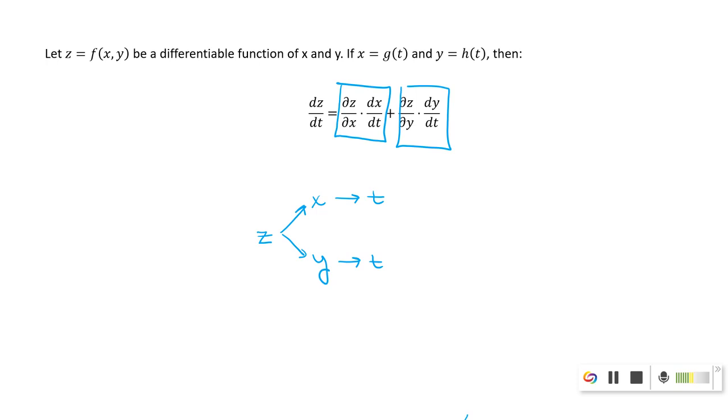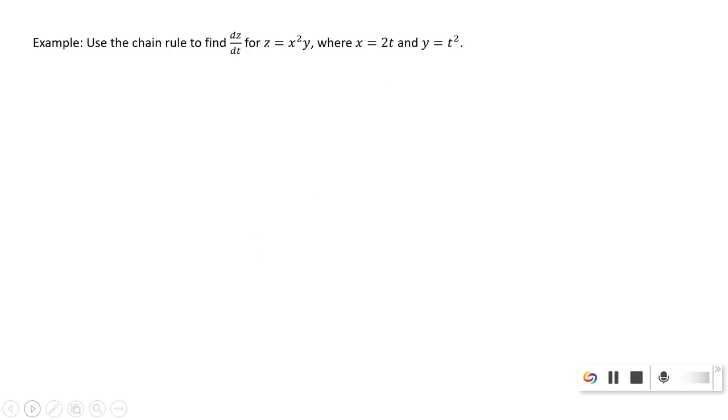All right, I'm not going to take the time to prove this for you. Your textbook does that. Let's instead take a look at an example. Let's use the chain rule to find dz/dt for z equals x squared y, where x is 2t and y is t squared.